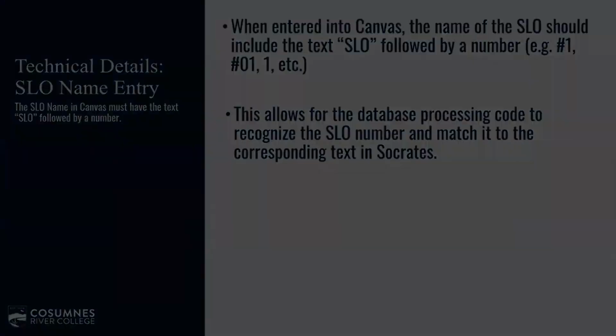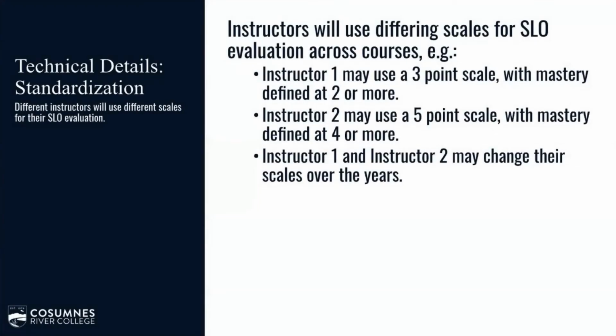Okay, next slide. Another thing to keep in mind is that, as Greg demonstrated, there are lots of different ways that you can set up your scales. And this is your academic and professional freedom to determine how to evaluate whether or not students are achieving your learning outcomes or learning what you want them to learn. For example, you might have one instructor who has a 3-point scale and they define mastery as 2. You might have another instructor who has a 5-point scale and a mastery of 4.